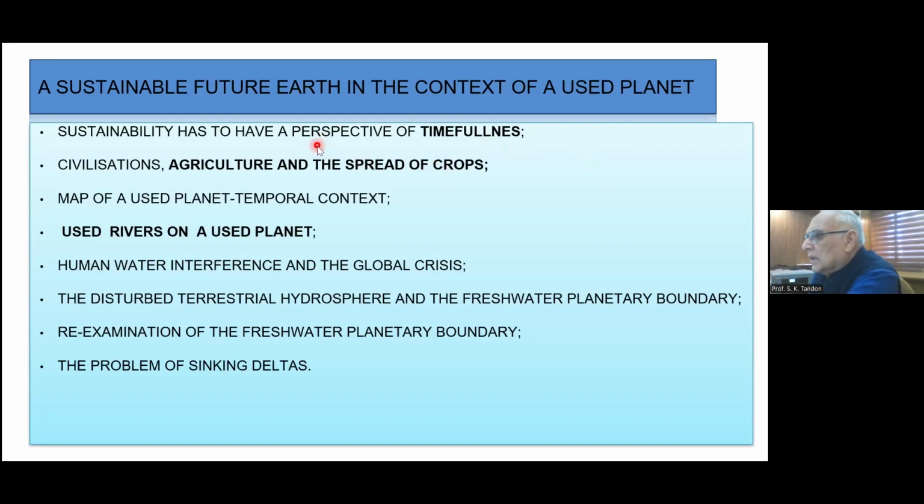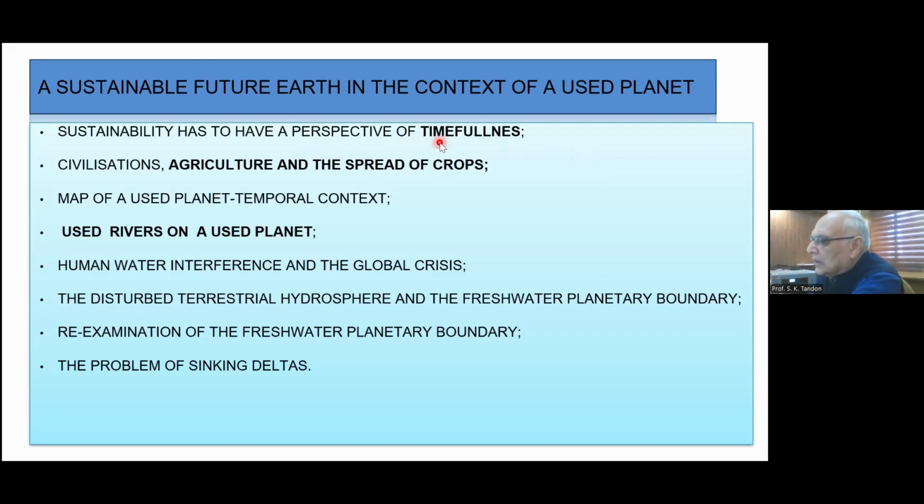In my view, sustainability has to have a perspective of timefulness. Whatever is happening on the surface of the earth is now being determined both by natural agencies and human agencies, and time is involved in it, as we have seen. It may be 200 years, it may be 50 years, it may be 8,000 years, but we need to have a time perspective. The time perspective is called timefulness.